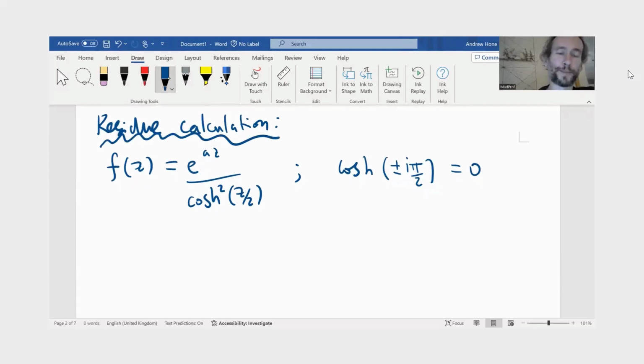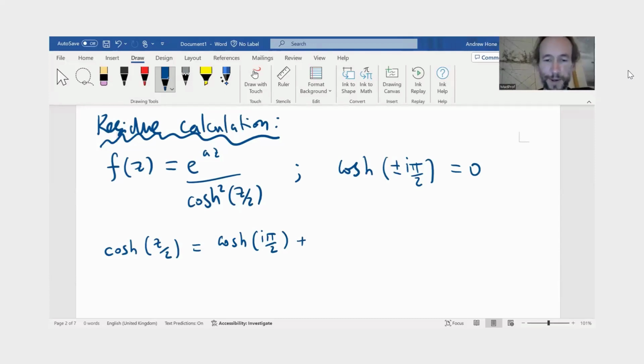Okay, to do the residue calculation, what do we want to do? Essentially, we can calculate the Taylor series of cosh of z over 2. We take z equals i pi. That's cosh of i pi on 2, which we know is 0.